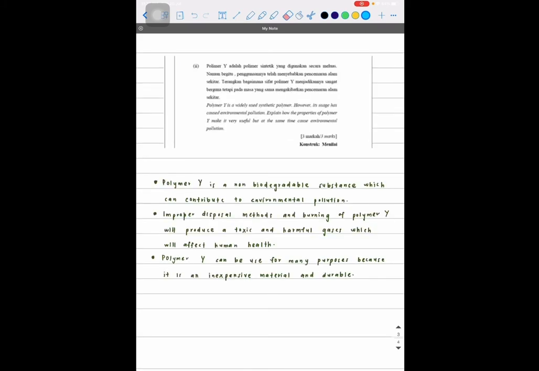For the second question, polymer Y is a widely used synthetic polymer. However, its usage has caused environmental pollution. Explain how the properties of polymer Y make it very useful, but at the same time cause environmental pollution. My answer is, polymer Y is a non-biodegradable substance which can contribute to environmental pollution. Improper disposal methods and burning of polymer Y will produce toxic and harmful gases which will affect human health. Polymer Y can be used for many purposes because it is an inexpensive and durable material.